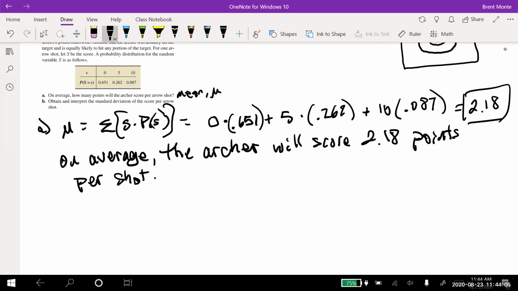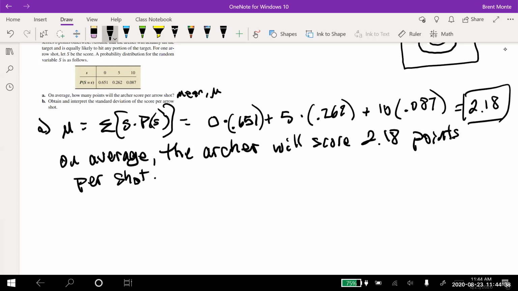Now, can the archer score 2.18 points per shot? Absolutely not. The archer can score 0 or 5 or 10. So when we get an average, that's not what we would expect to get on one shot, but it's the average we would expect to get if we have a large number of trials. The larger the number of trials, the closer we expect the average of those trials to get to 2.18 as the average points per shot. Okay, so that's the idea of the mean.